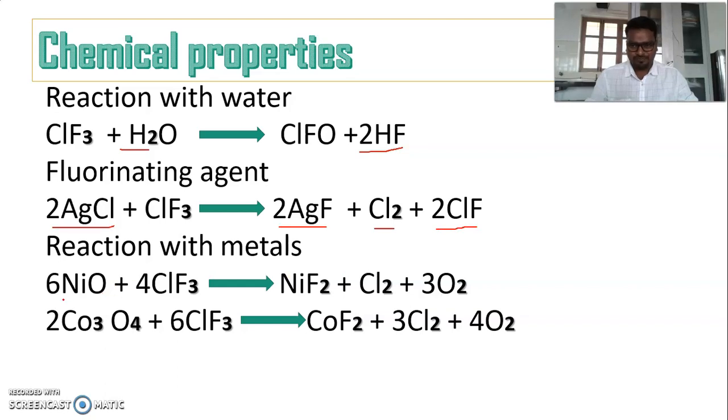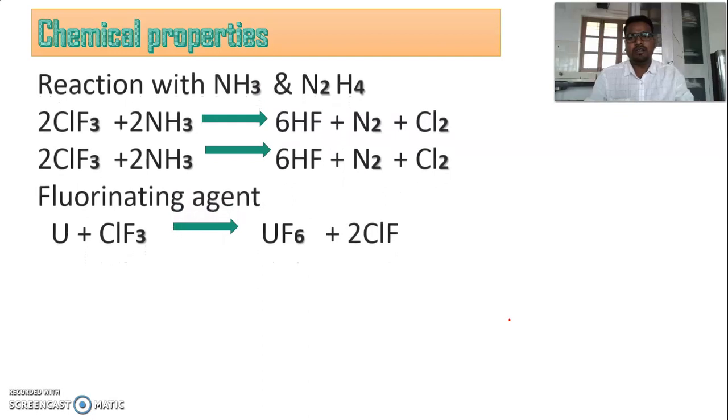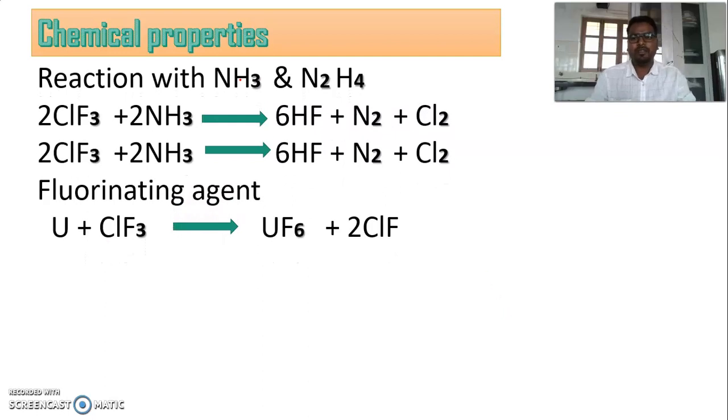It reacts with metal oxides like nickel oxide, producing nickel fluoride, and it liberates chlorine and oxygen gas. Cobalt oxide also reacts with this, giving cobalt fluoride and liberating chlorine and oxygen gas. It reacts with ammonia, giving 6 molecules of hydrogen fluoride and liberating nitrogen and chlorine gas. And it also reacts with uranium.